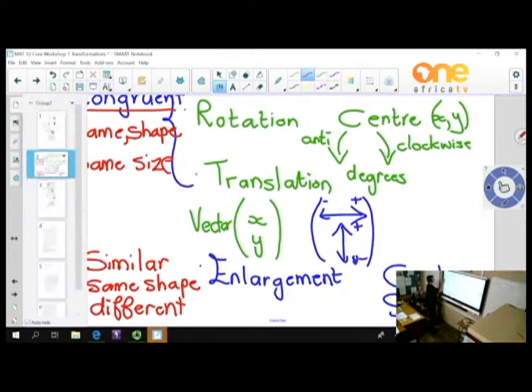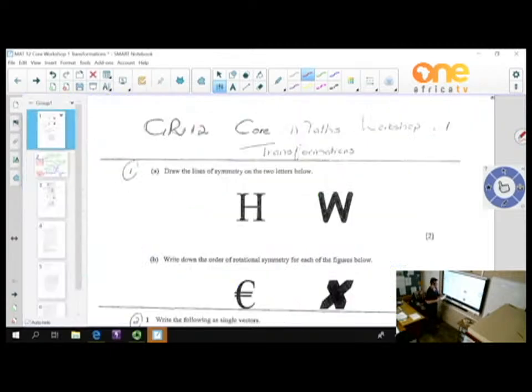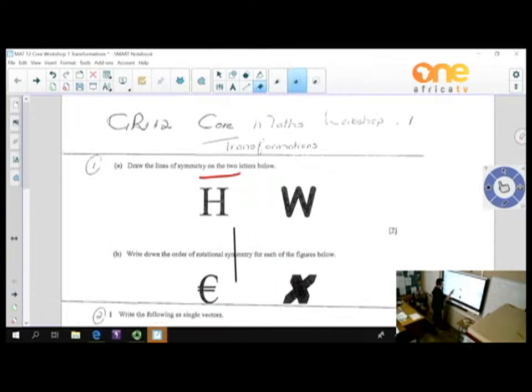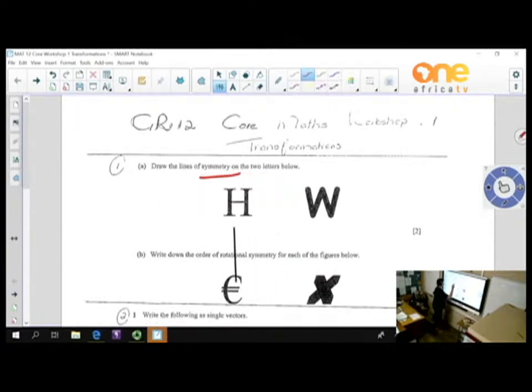Right, so if we look on our worksheet now, the first question says, draw the lines of symmetry on the two letters below. That means you must be able to fold it so that it looks exactly the same. So the first one's line of symmetry might be here. Let's just get it there in the middle. So it will be here and here. This one will only have one line of symmetry right there in the middle.